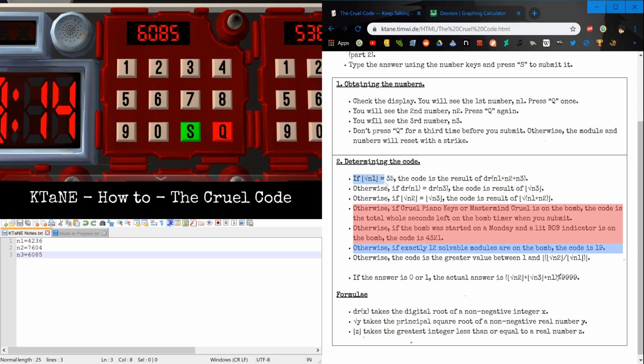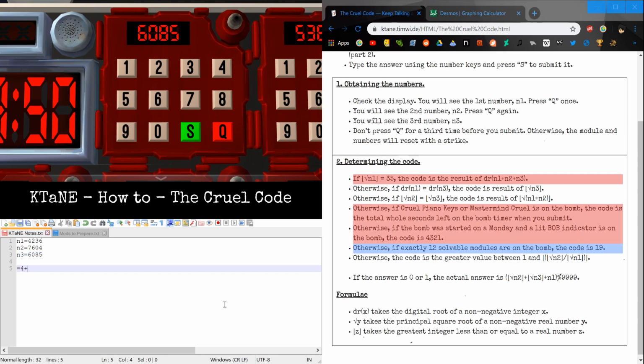Alright, if the floor square root of N1 is 35, the code is the result of the digital root of N1 plus N2 plus N3. So the digital root of all that together. And remember, if it turns out to be 1 or 0, you have to follow this again. This rule doesn't apply. Next we have: if the digital root of N1 equals the digital root of N3, the code is the result of the floor of the square root of N3.